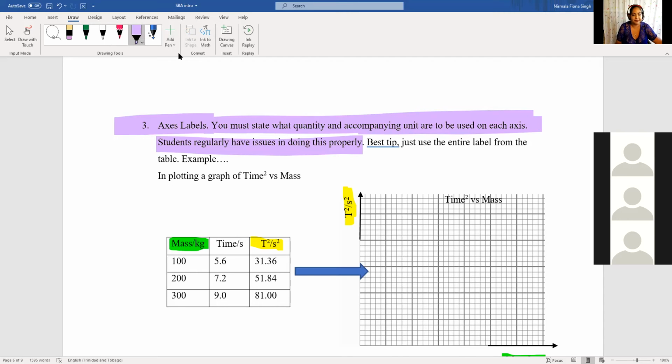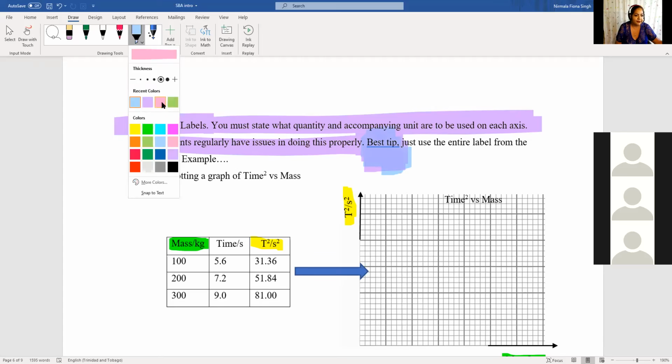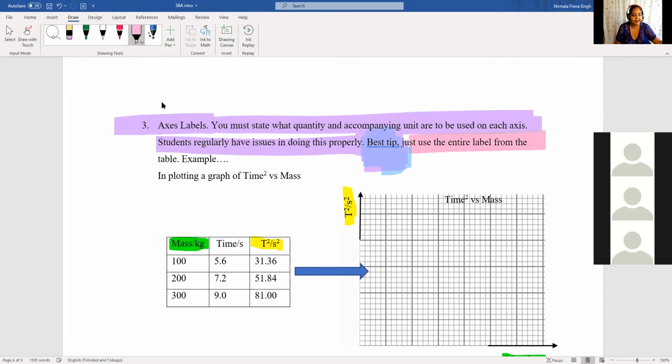The best tip, I actually give you the labels, but you just have to know how to find it and how to use it. This is a perfect way to get that mark perfect all the time. Let me get that 2 marks easy. The best way is to use the entire label used from the table. For example, if I ask you to plot a graph of time squared versus mass, time squared will mean that time squared goes on your y and mass goes on your x.